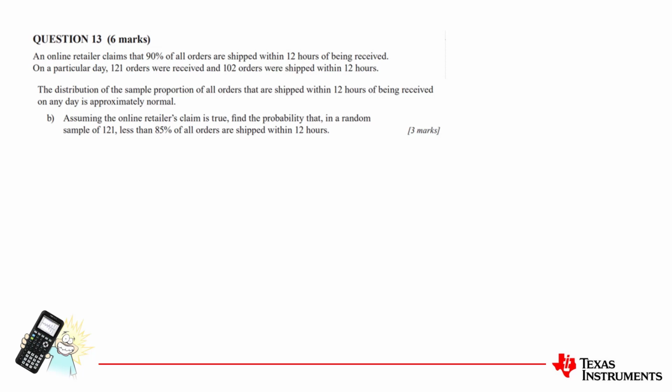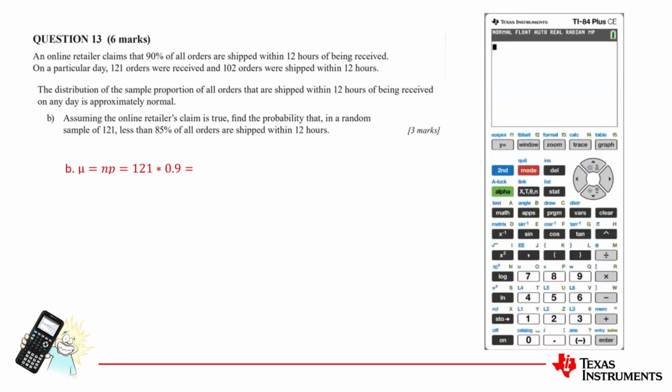The mean of our normal approximation to our binomial is our number altogether times the probability. So we know we've got 121 orders and 90% of those are shipped within 12 hours. So we would expect that overall, if we're assuming that our claim is true, that 108.9 orders have been shipped on time. I'm going to store that value as A, and then when we come back to it, I don't have to remember all these values off the top of my head. As long as I remember what variable I store them under, that will help me later on.